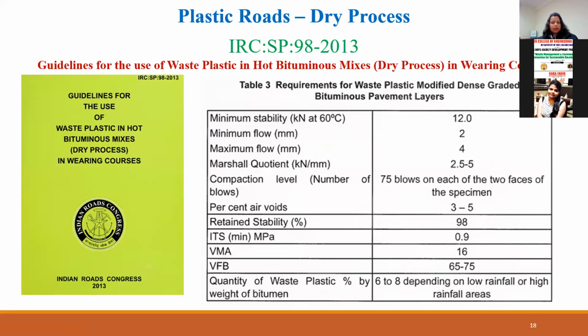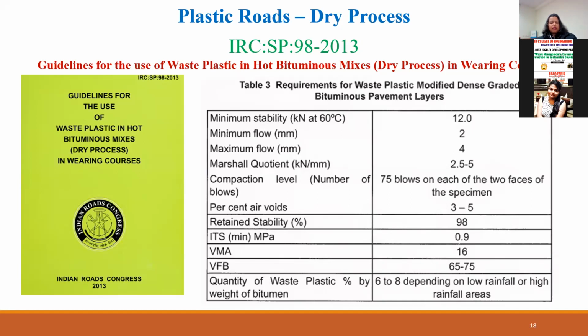The processes are same, and the dry process is same. And at the same time, the temperature ranges of various mixtures and all these, they are almost all the same. So there is a little requirement which has been specified in this IRC code. So what I have done is I've taken the table as it is, so that you are familiar with all the parameters that have been listed down. Given a minimum stability of 12 in the Marshall and minimum flow, and the Marshall quotient as 2.5 to 5.